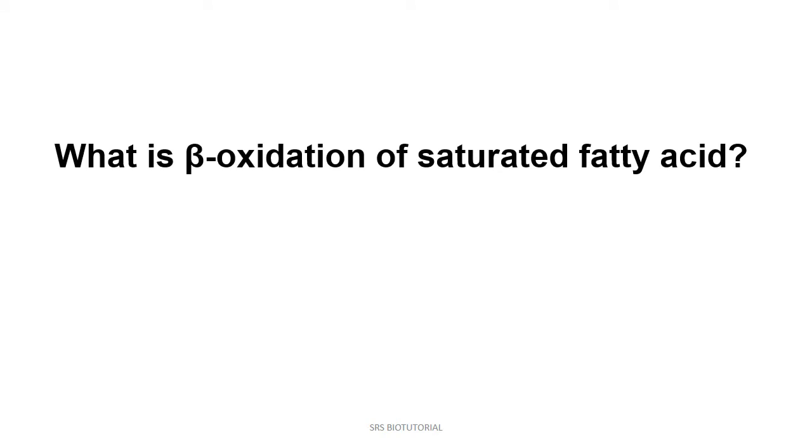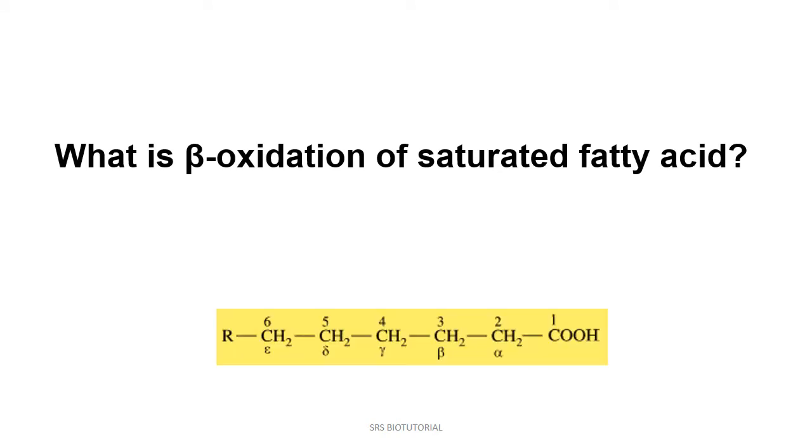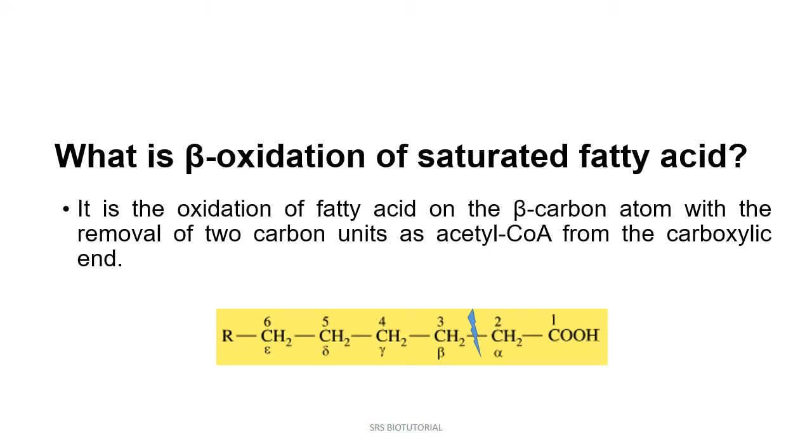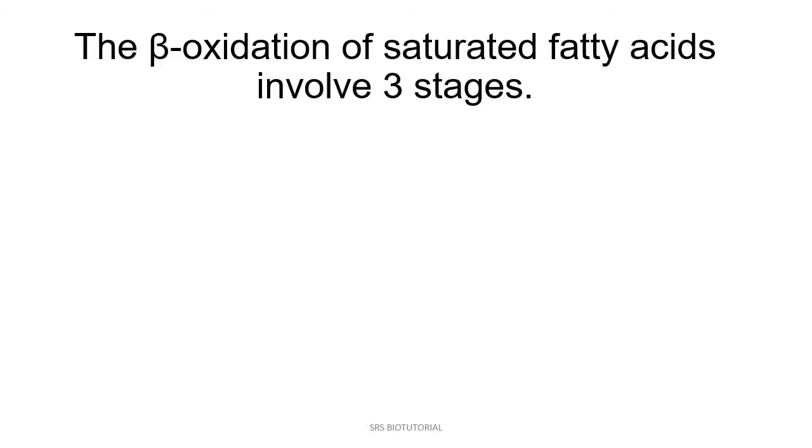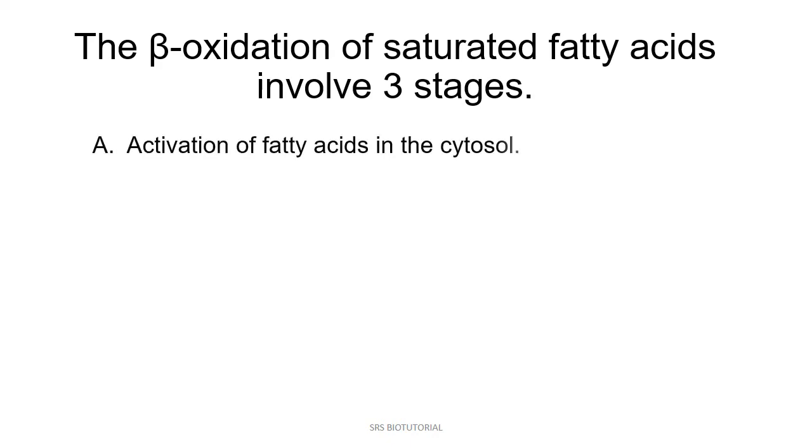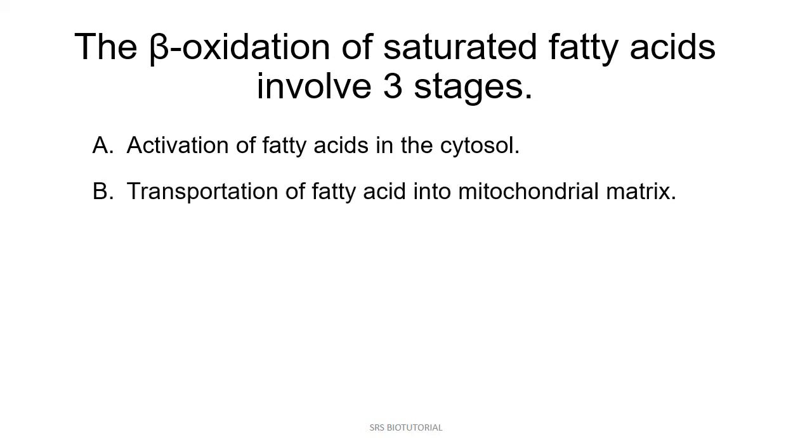What is beta oxidation of saturated fatty acid? It is the oxidation of fatty acid on the beta carbon atom with the removal of a two carbon unit as acetyl coenzyme A from the carboxylic end. The beta oxidation of saturated fatty acid involves three stages: activation of fatty acid in the cytosol, transportation of fatty acid into the mitochondrial matrix, and breakdown of fatty acid by oxidation.